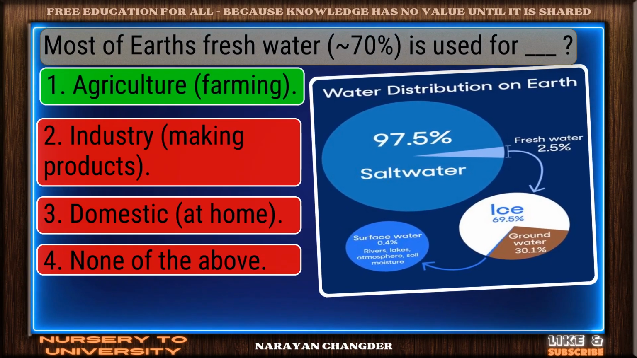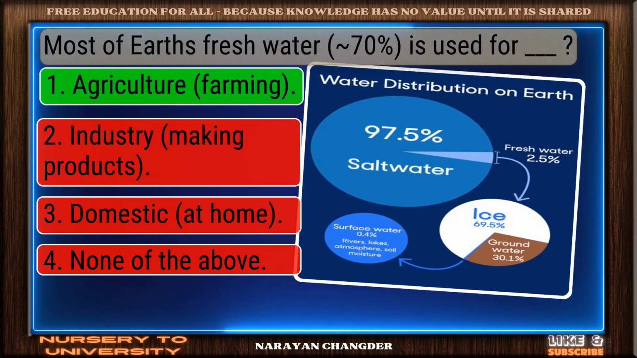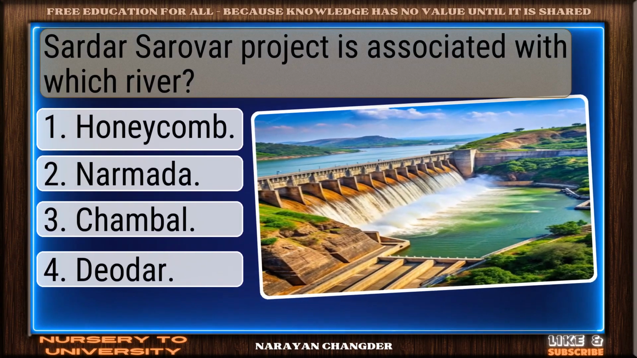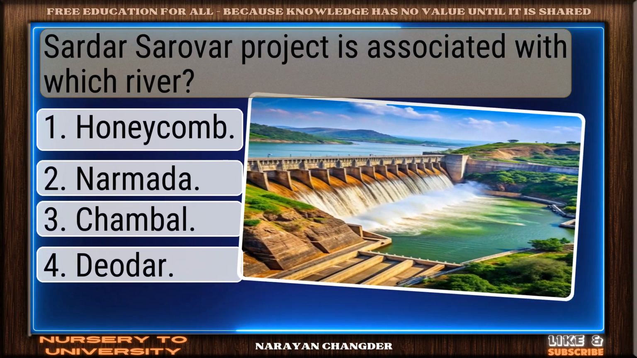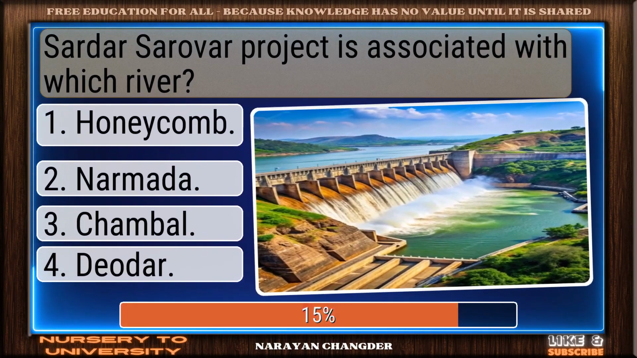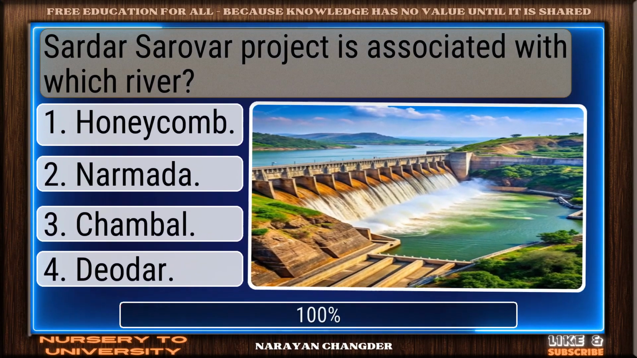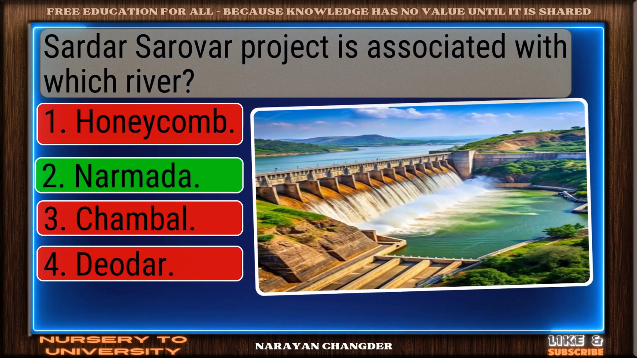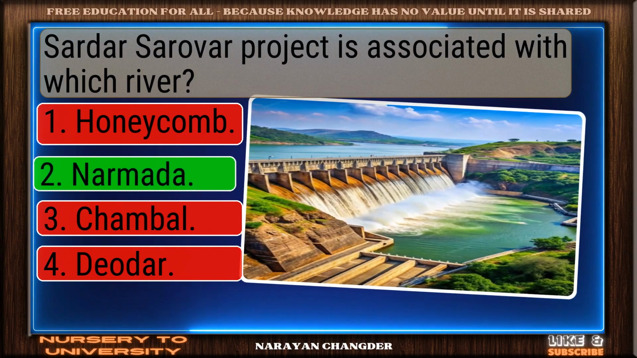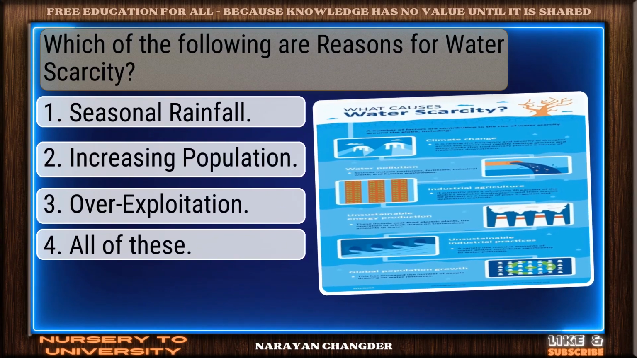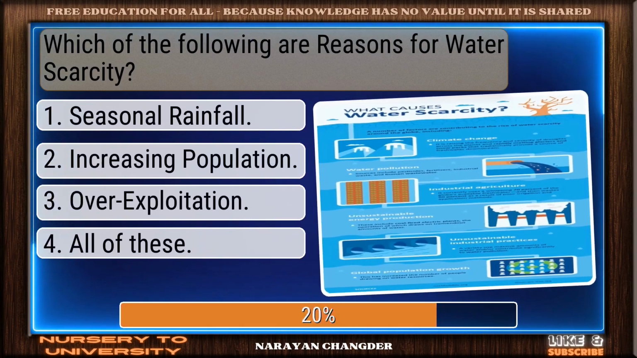Well reasoned. Agriculture is correct. Sardar Sarovar project is associated with which river? Correct response. Narmada is accurate. Which of the following are reasons for water scarcity?